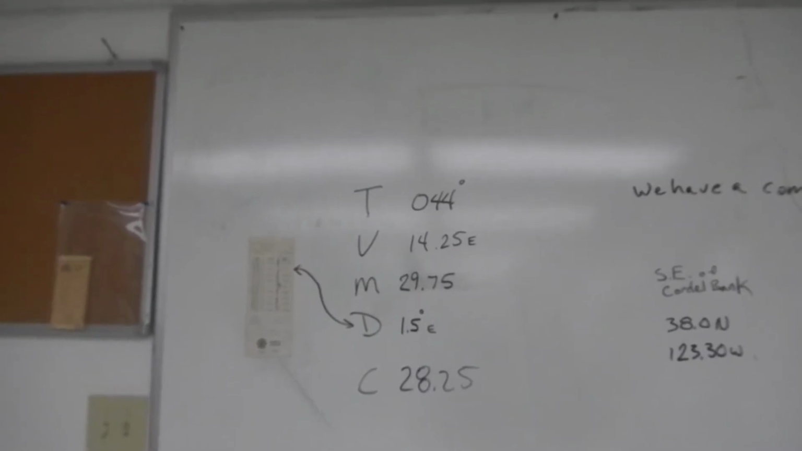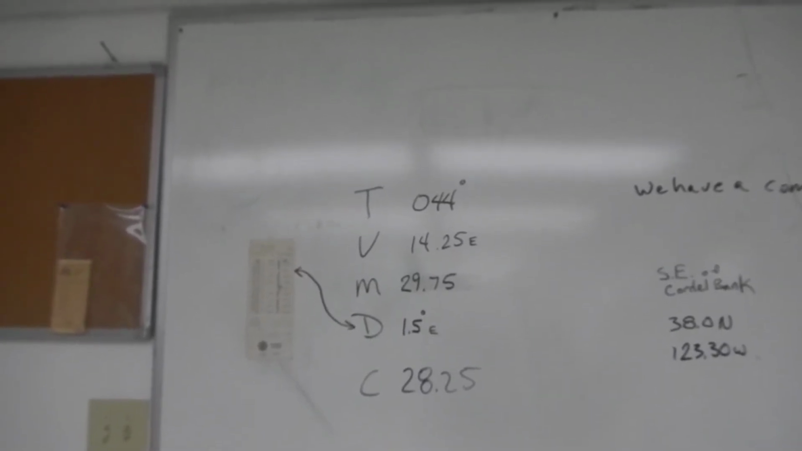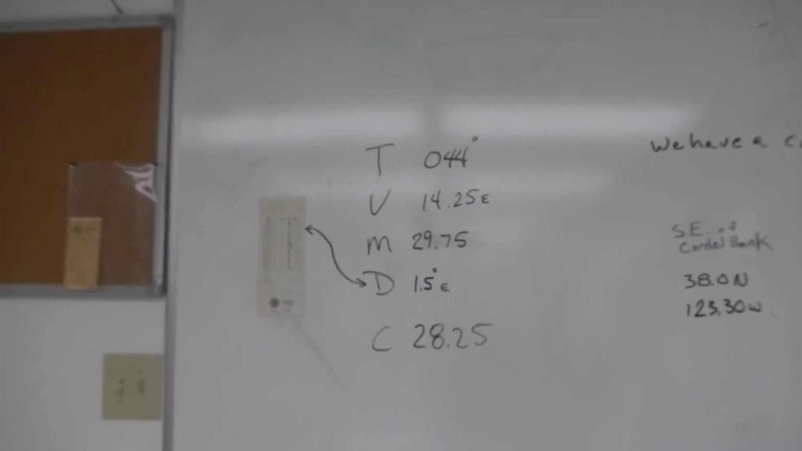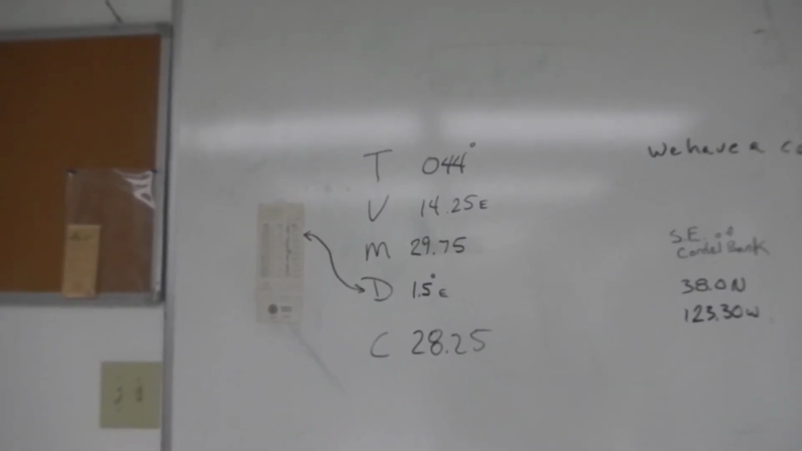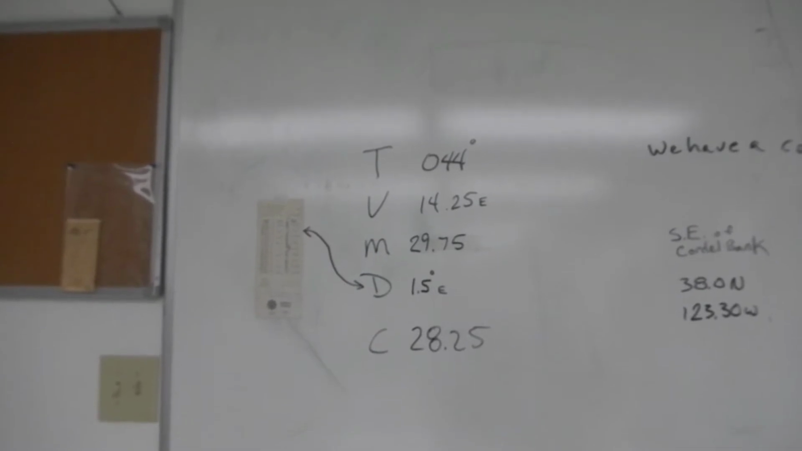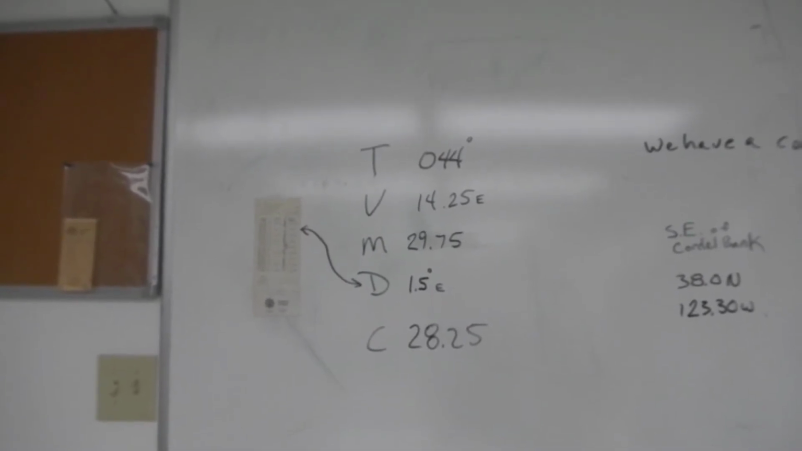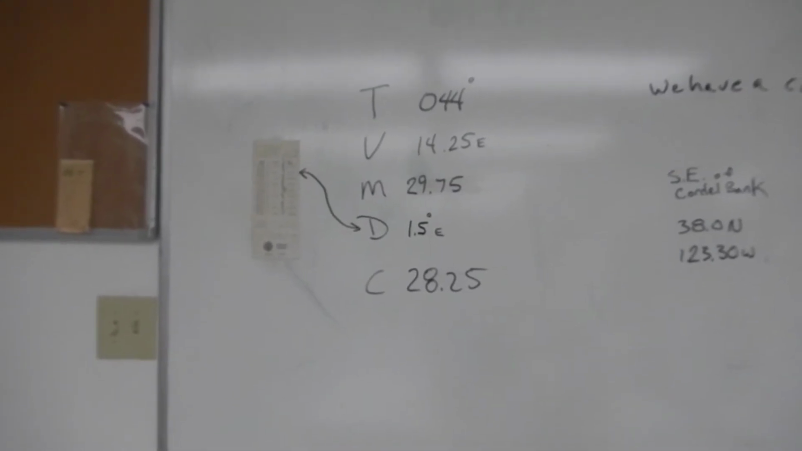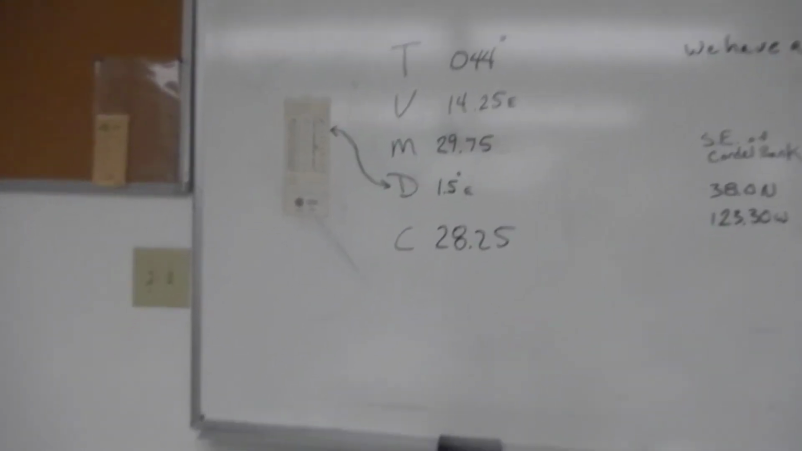Well, if we're steering 29.75, we get a deviation from the ship of 1.5 degrees east, which we have to take off of or subtract from that number. And then we come down to our course of 28.25.